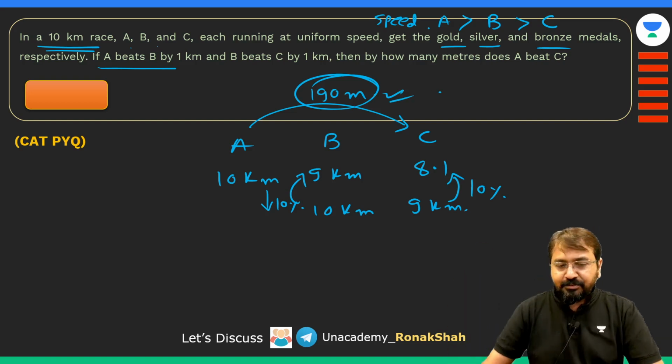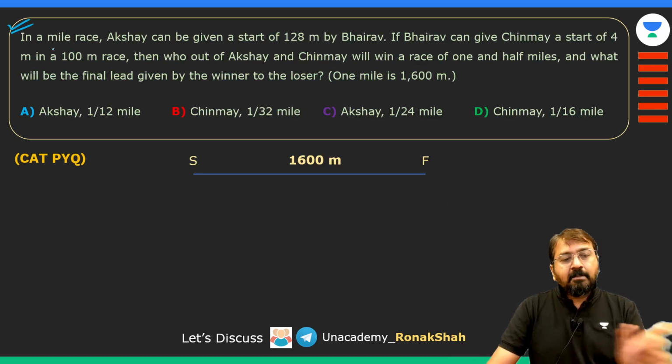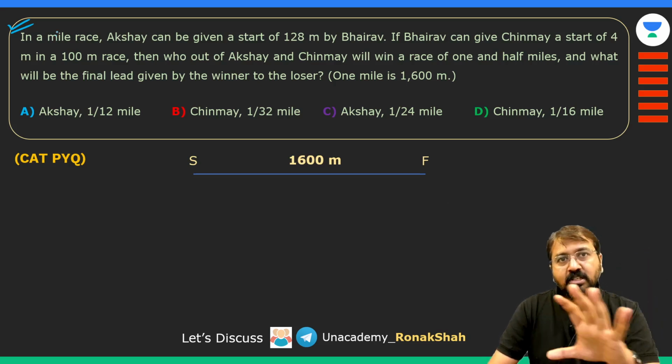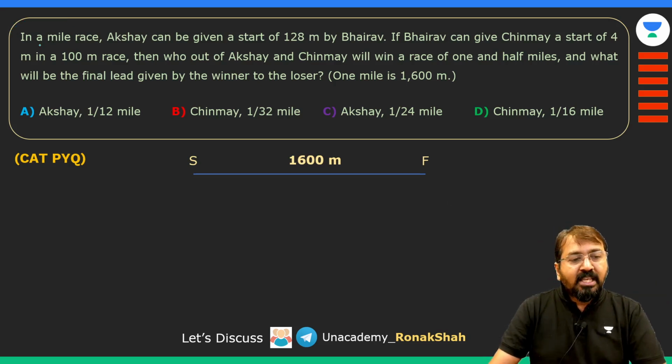Now let's look at a different variety of question. This is again a CAT PYQ. So in a mile race, now this is going to be slightly tricky. So make a point to watch this thoroughly. If required, you can replay this part and you can understand what point I have explained and how I have simplified the calculation. In a mile race, we are told that a mile is 1600 meters.